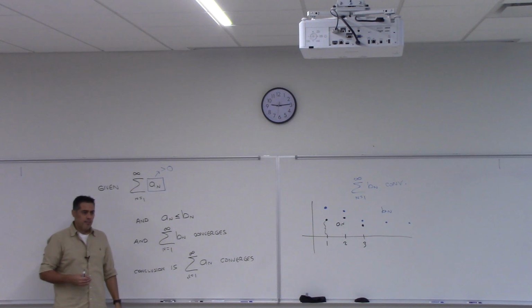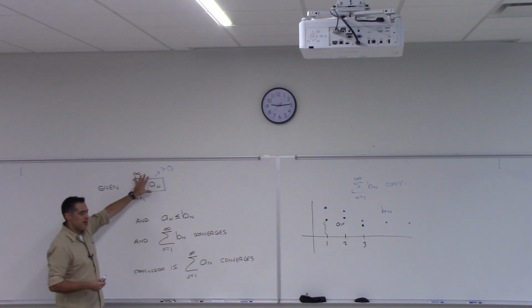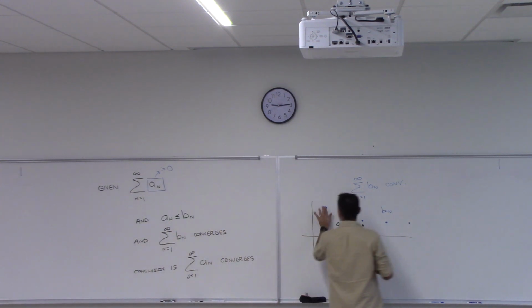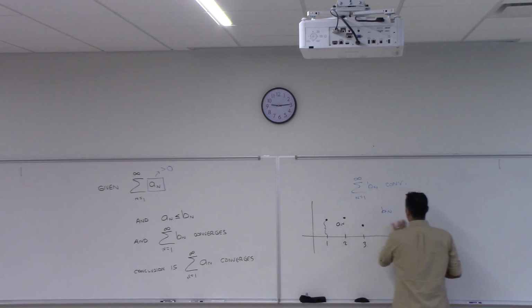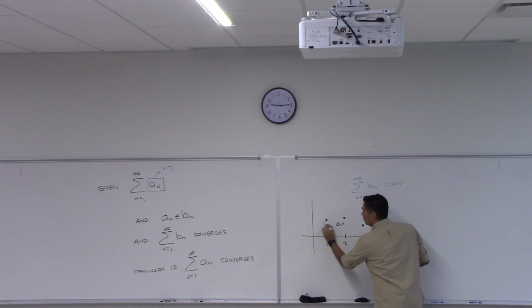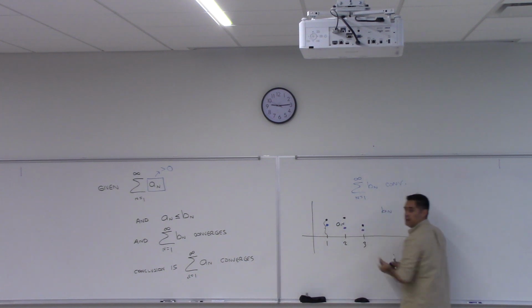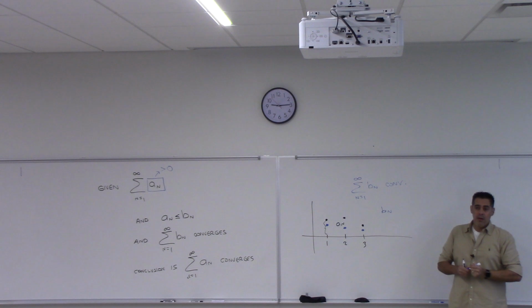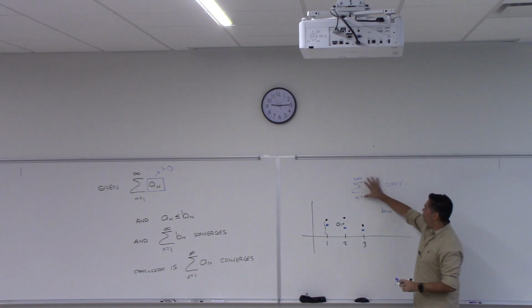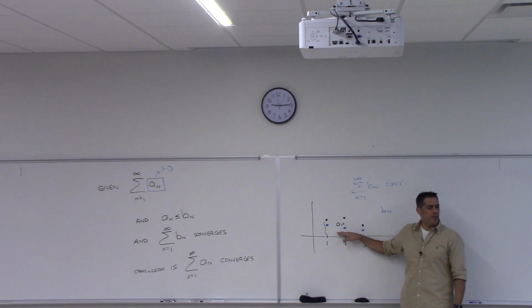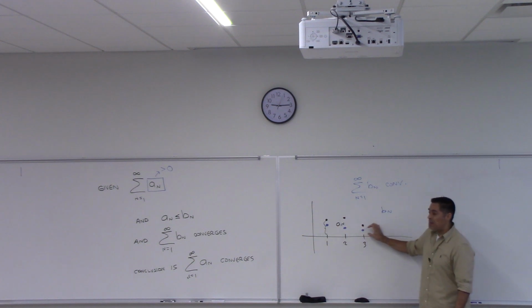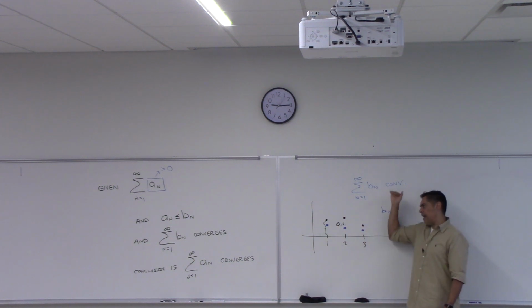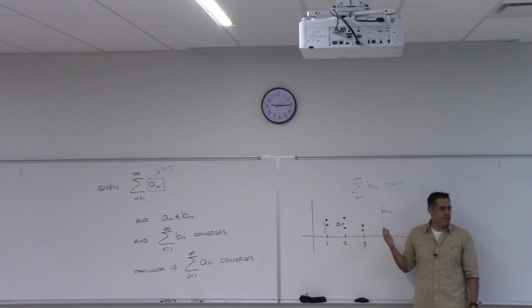Make sense? Now, there's another possibility. What if we start here, and what if I tell you that these blue dots are not always above, but they're always below? Now, if the blue ones converge, can you tell me anything about the black ones? No, you can't tell me anything. Because just because the blue ones add up to be a finite number, if the black ones are bigger, then you can't tell me that the black ones add up to be a number, right? It could, but you can't guarantee it, right?